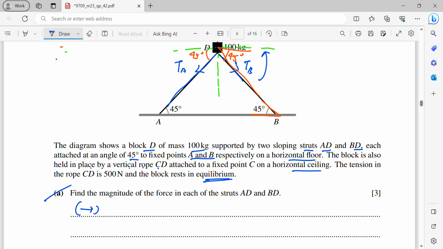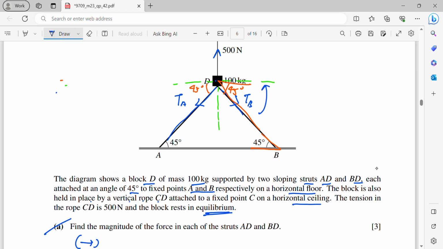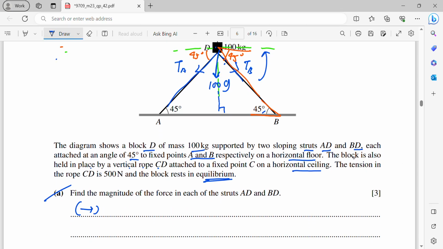my TB resolve. Don't forget the 100 kilograms has the weight of 100 G. So now I resolve the TB horizontally, then it will be cos 45. You can write sine 45, no problem, because we know that this is a right angle triangle. So if here is 45, this is also 45, right? So cos and sine 45 will be the same. Then I will write TB cos 45 degrees equals to TA cos 45 degrees, which means my TA is same as TB.